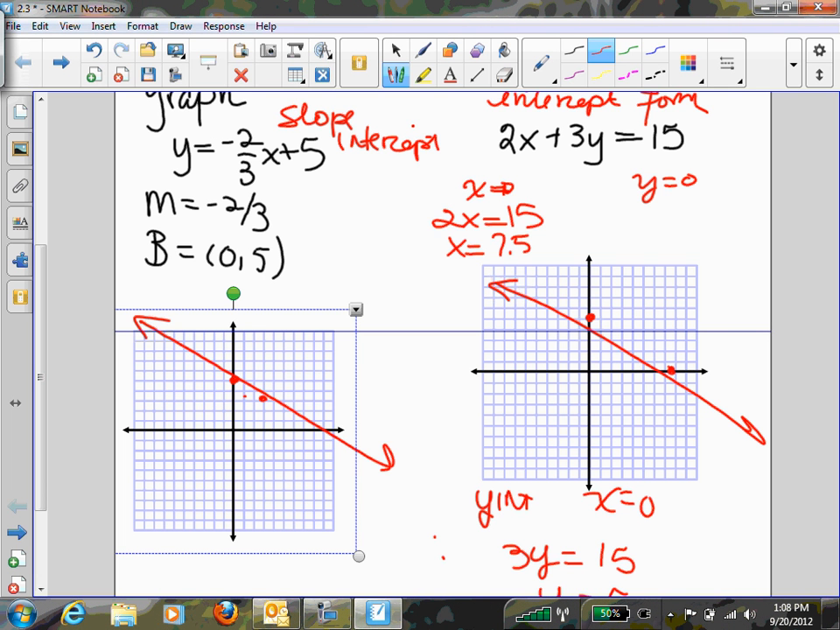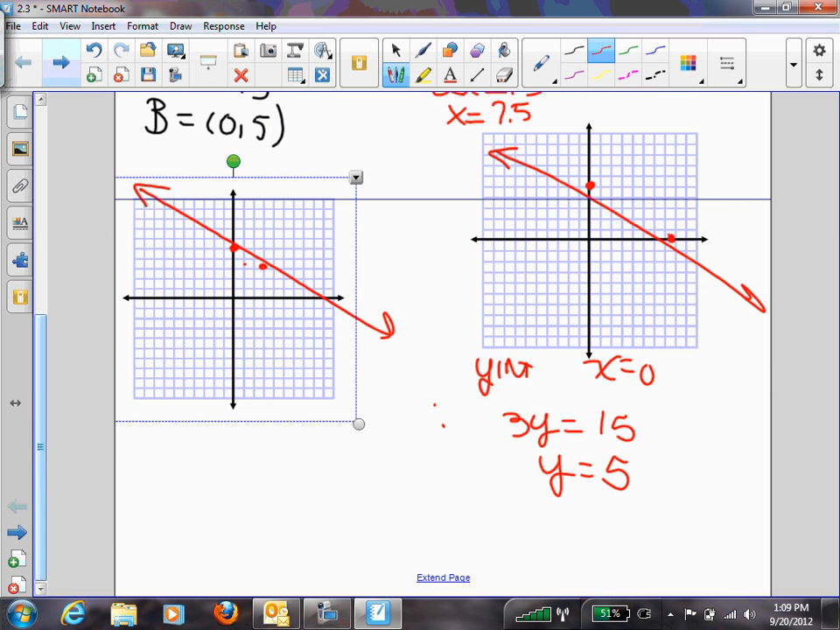Madeline? Right. And the book will say, do these ones using this method? Do these ones using this method? And then there's a section where it says use whatever method you want. And so depending on how it's presented to you, if it's presented as standard form, use the intercept method. If it's presented to you in slope-intercept form, use your slope and your y-intercept. Does that make sense?